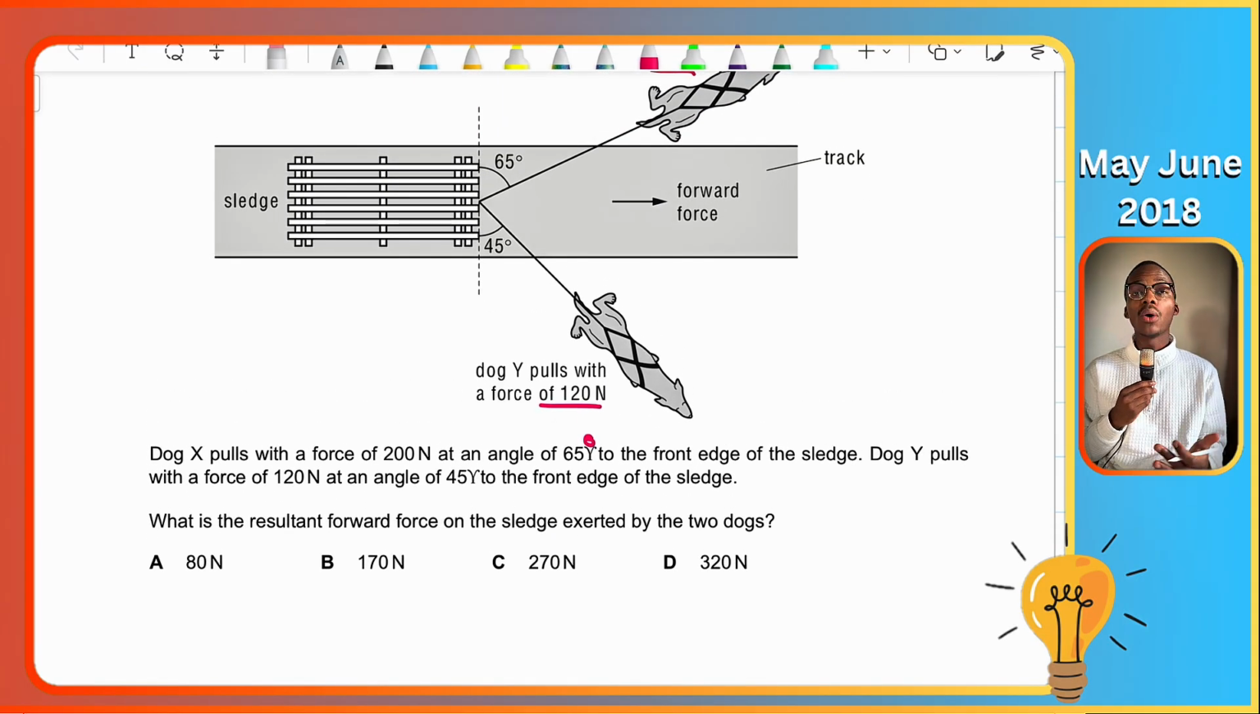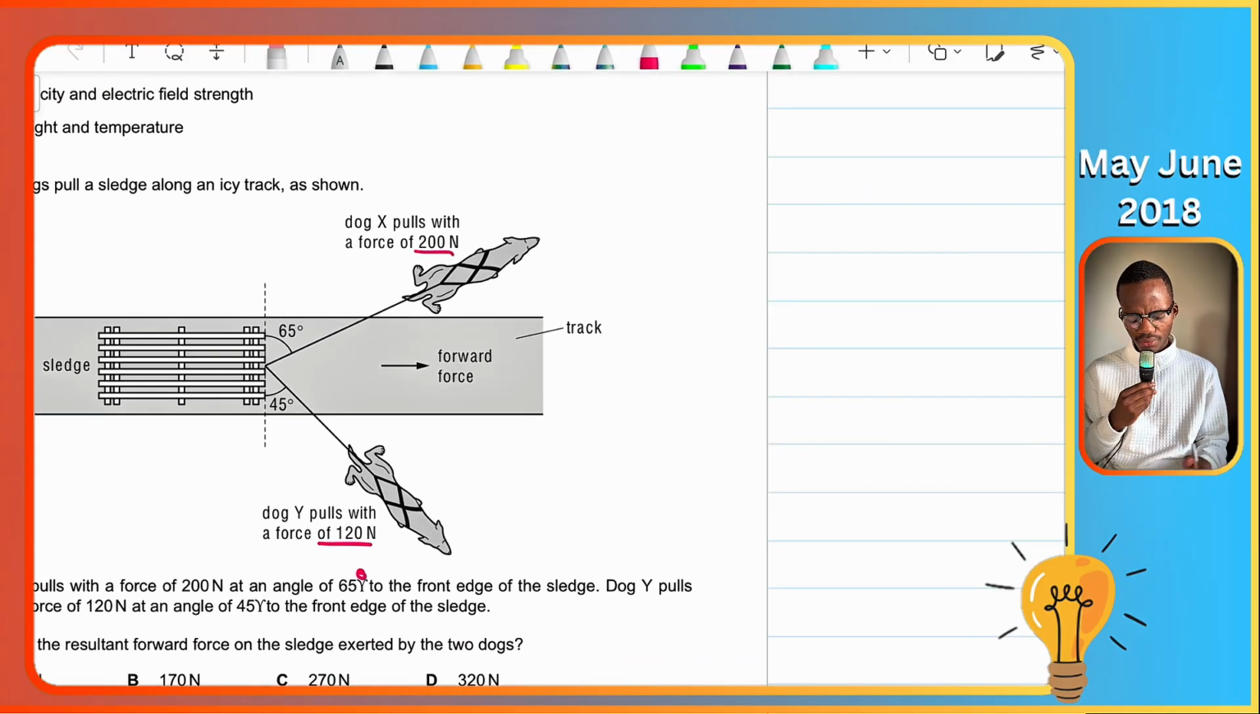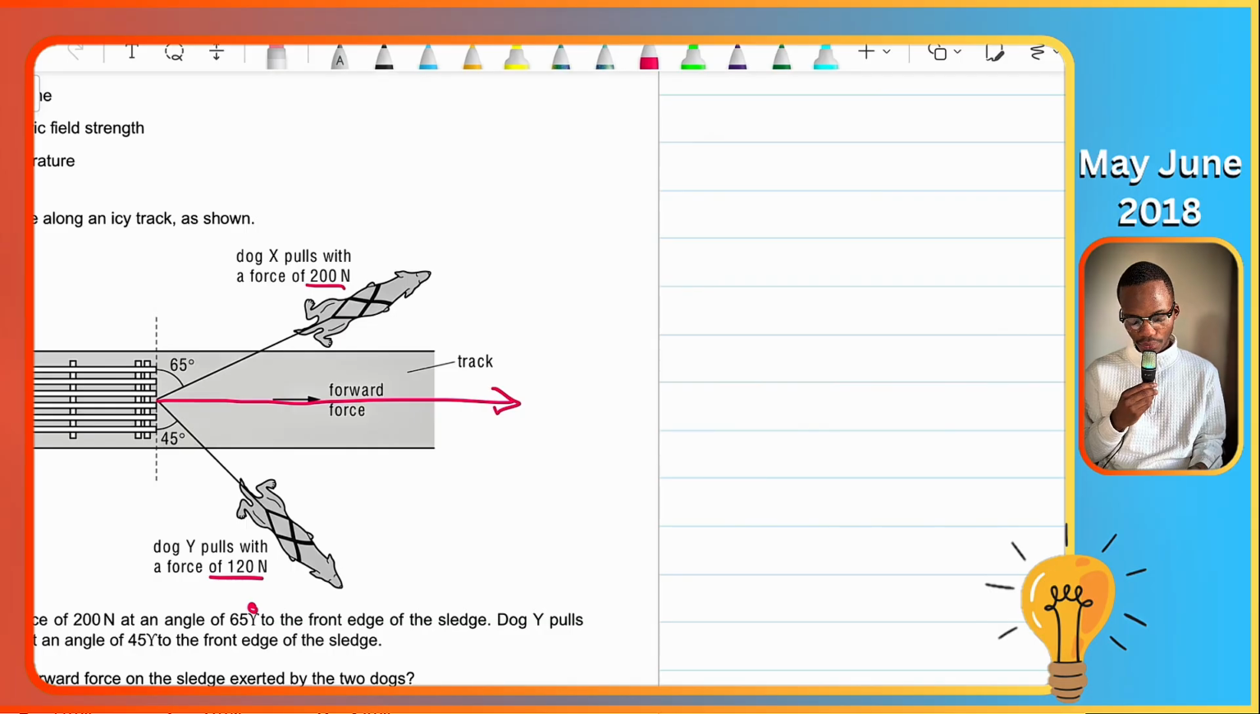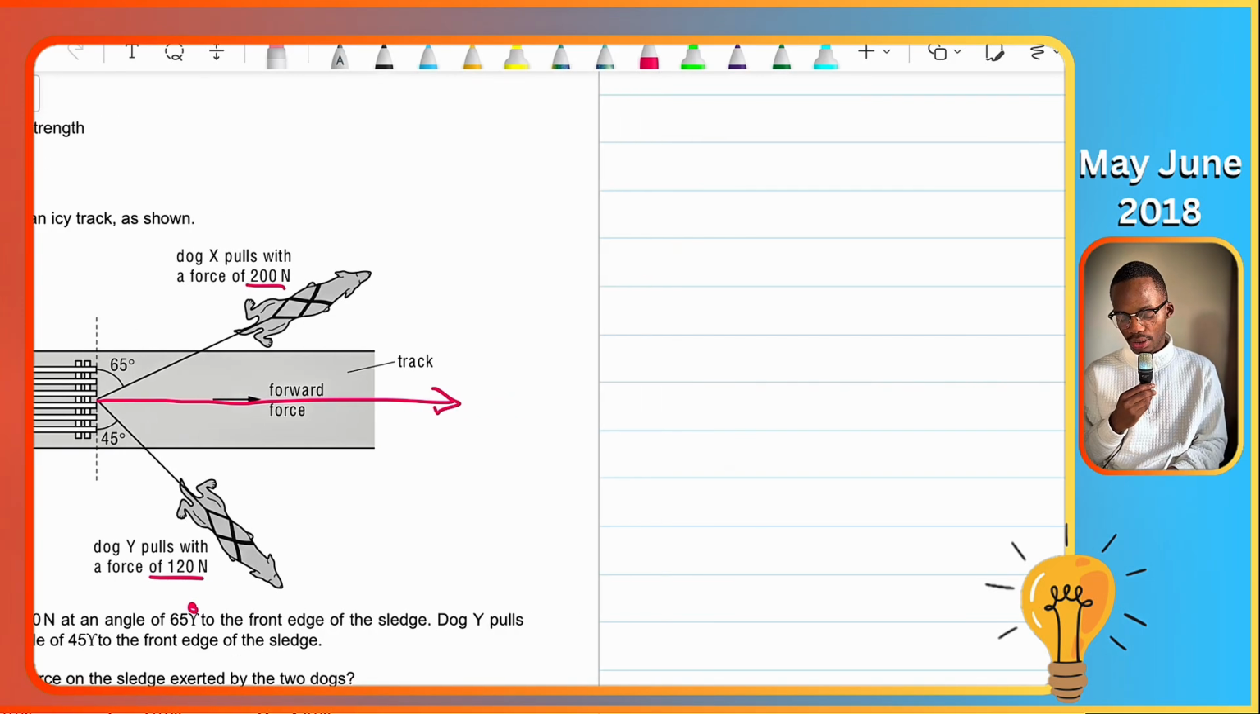So we want to find out what is the resultant forward force, the force that is acting forward that these two dogs independently exert. So if you study this, the forward force is basically a force like this, like they've shown us here. Okay, so if you look at this, you have 200 newtons. You can try to resolve this 200 newtons, right? So if I have 65 degrees over here, if you were to create a little triangle like this, let me just show you a little illustration over here.